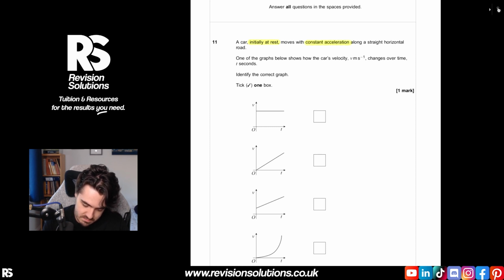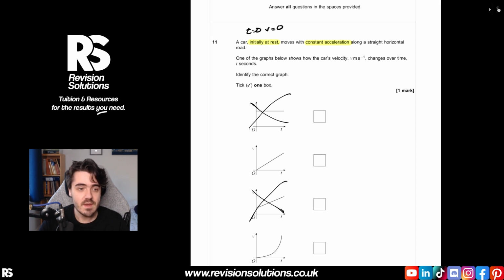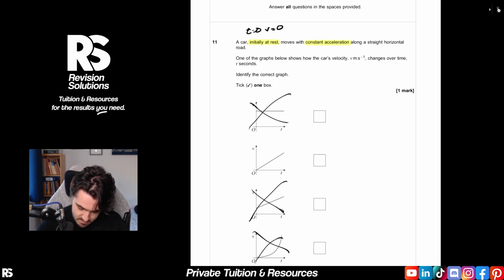So initially at rest means at t equals 0, v is going to equal 0. So that immediately eliminates this graph and this graph because it doesn't start at the origin. Then constant acceleration means the velocity is going to be linear in time. So it's not going to be curvy, in other words. So it's not going to be this one, and the answer is going to be the second option.